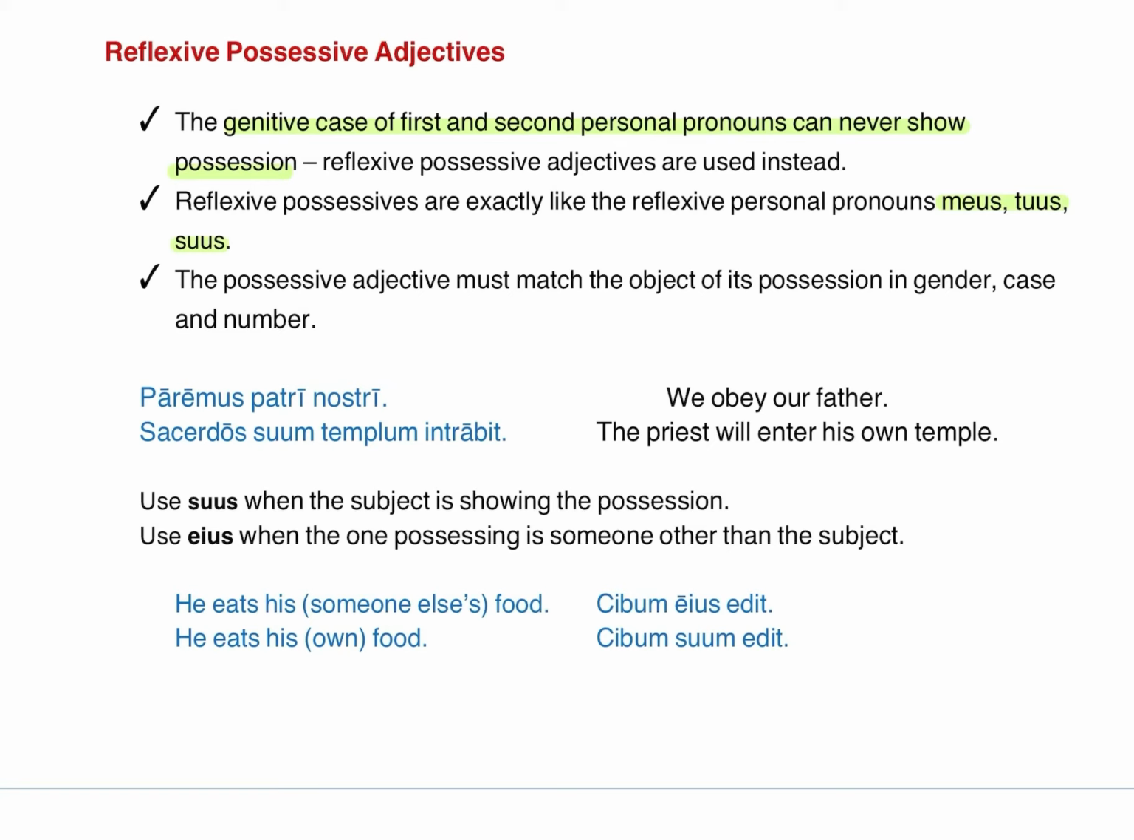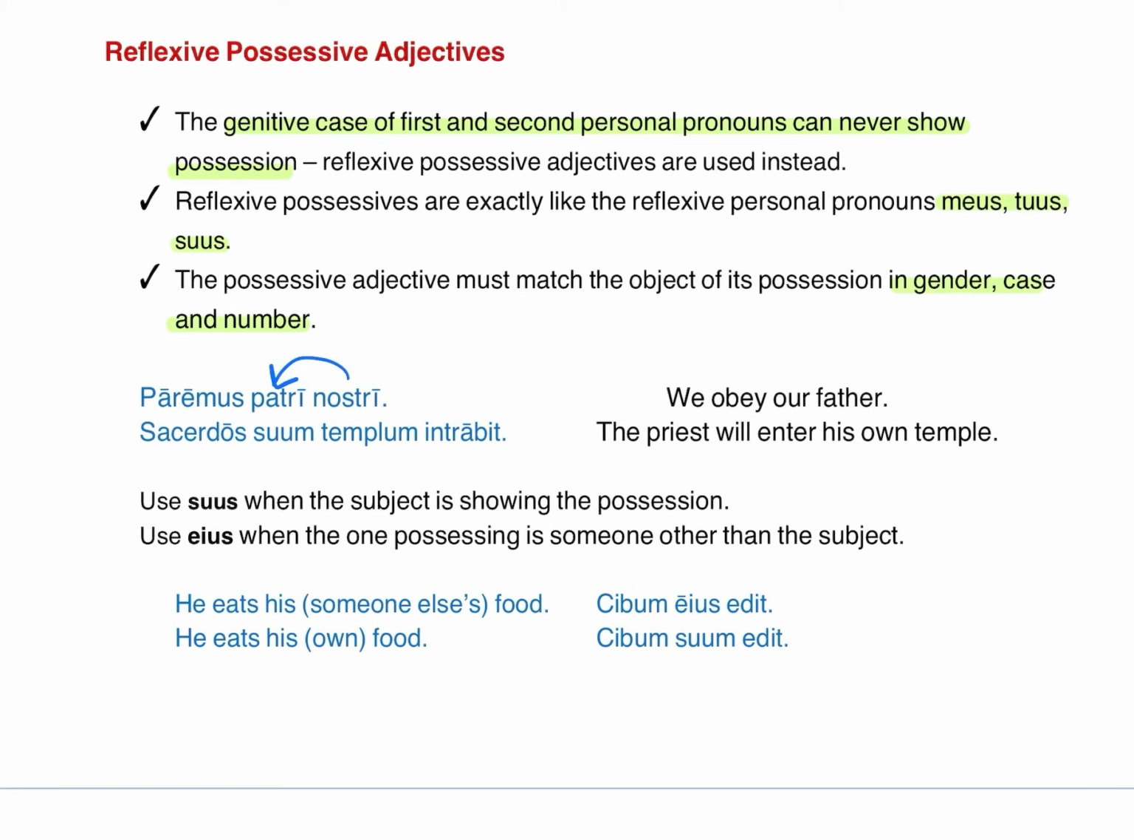So like all adjectives, all you have to do is have the possessive adjective match the object of its possession in gender, case, and number, because it is an adjective. We'll look at a couple of those. Paremus patri nostri. We will obey our father. So what's matching? Because it's an adjective. Whose father is it? Our father. So it's got to be the same gender, case, and number as patri.